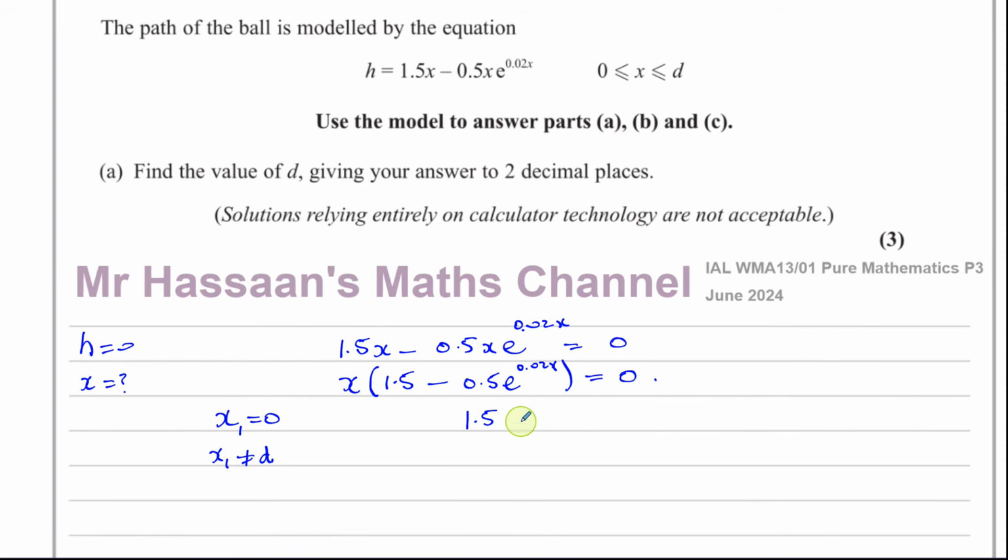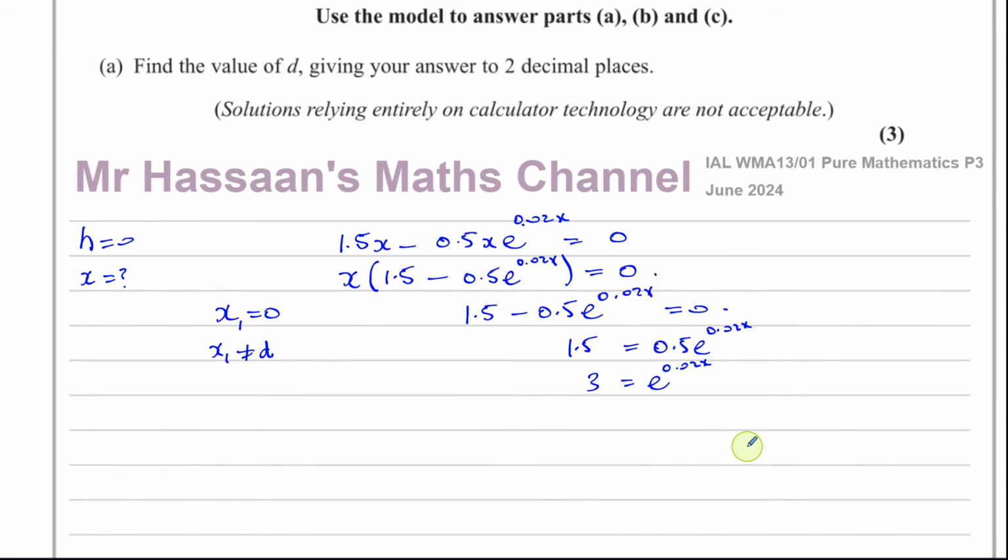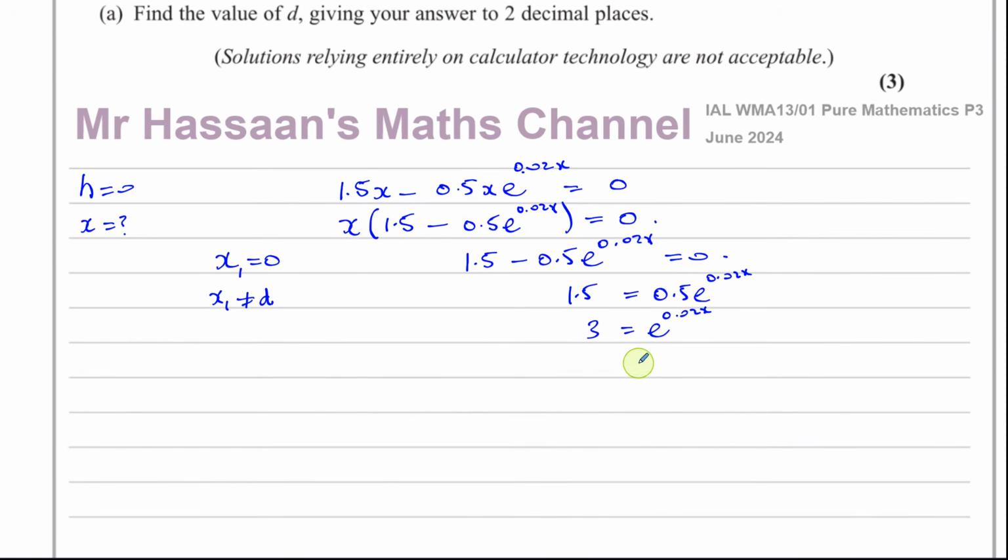So you have 1.5 minus 0.5 e to the power of 0.02x is equal to 0. So we've got 1.5 is equal to 0.5 times e to the power of 0.02x. You can divide both sides by 0.5. 1.5 divided by 0.5 is like 15 divided by 5, which is 3. So 3 equals e to the power of 0.02x. Now we want to find what x is, so we want to get rid of the exponential function. What we can do is take ln of both sides. If you take ln of this side, you get ln 3.